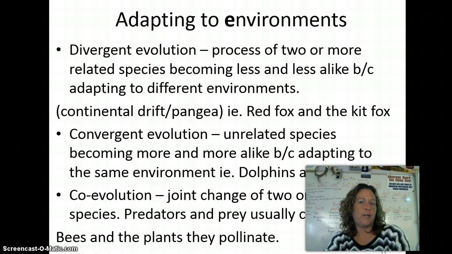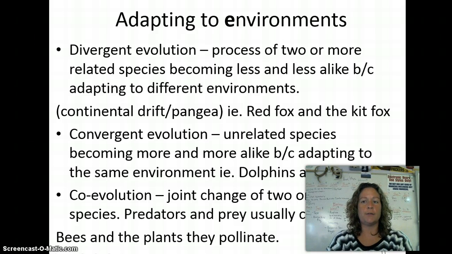Different things can happen over time which can lead to new species, and divergent evolution is one of them. Divergent evolution is the process of two or more related species becoming less and less alike because they're adapting to different environments. If something diverges, that means they move apart. So these are organisms that at one time were related, of the same species, but now they are of different species. Continental drift is only one of the many ways this can happen.